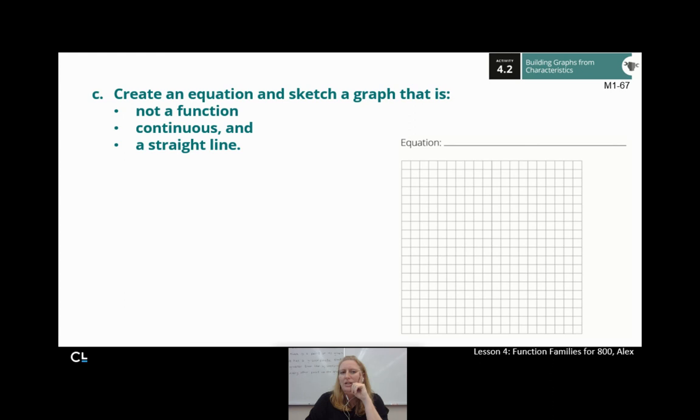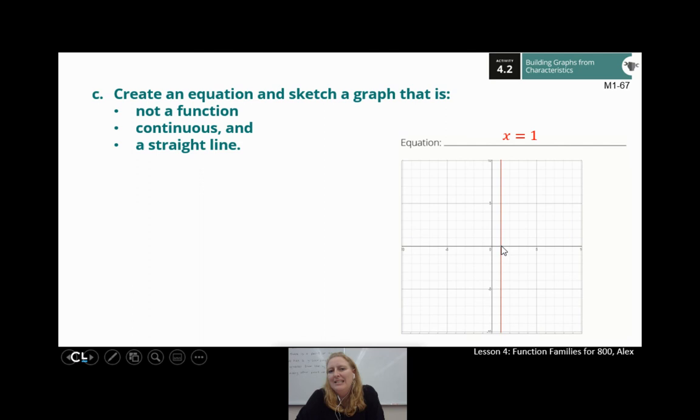Create an equation and sketch a graph that is not a function, continuous, and a straight line. Were you challenged by this one? Did you get some furrowed brows going on there? You know, the only thing I can think of that's not a function but is still a straight line is a vertical line. So the equation I used is x equals 1, and then I just made a vertical line right through 1 on my x-axis. You could have picked a different number. If you did x equals 5 or x equals negative 2, those would have worked fine as well. That was a tricky one. And if you got it, good job.